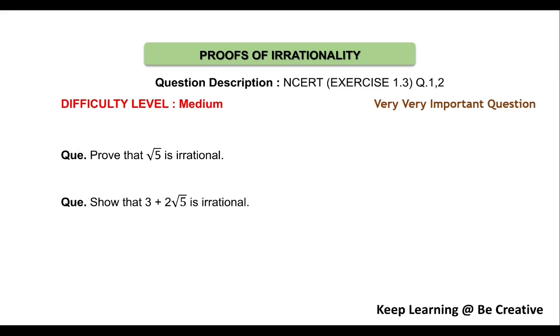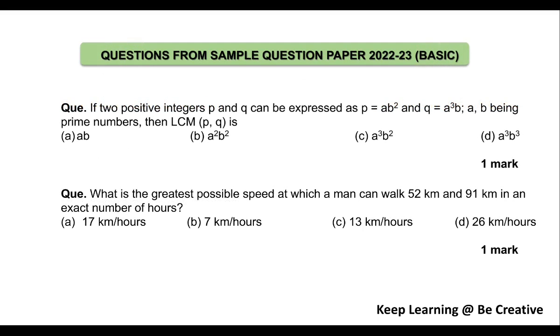Then NCERT Exercise 1.3 questions number 1 and 2, which ask you to prove root 5 irrational and show that 3 plus 2 root 5 is irrational, are also of medium level, but they are again very important. Now we are going to see the questions from the sample paper 2023 basic.